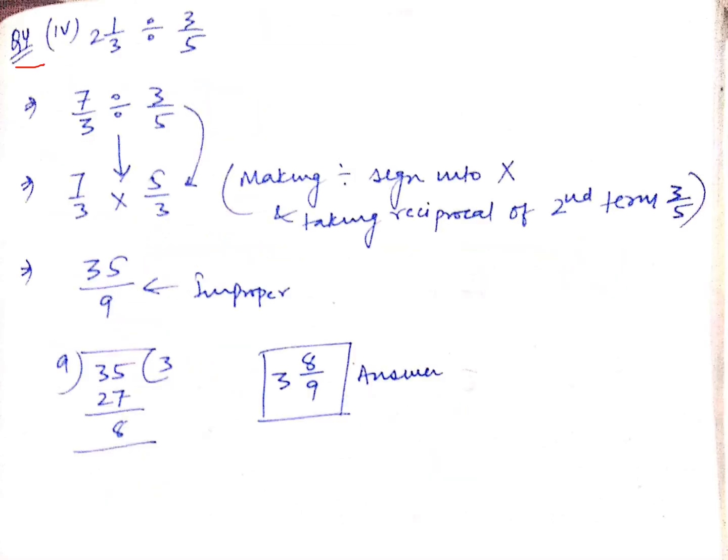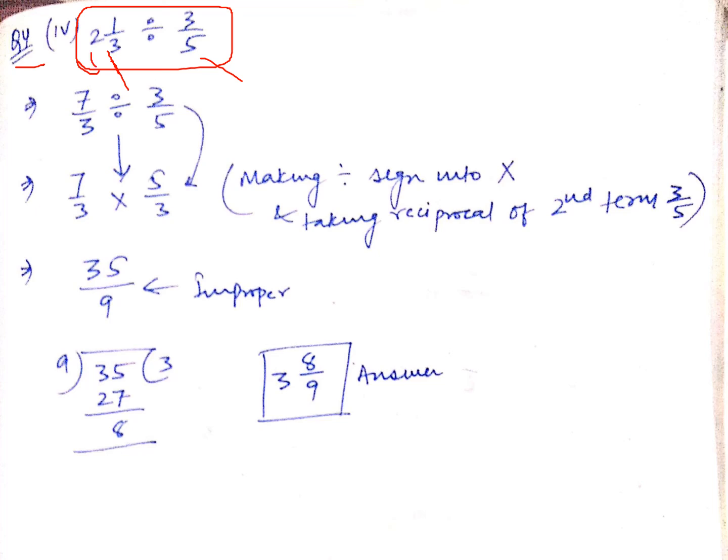Okay, question number 4. Questions number 2 and 3 are very easy. That's why I'm not taking them. It is a simple question of reciprocal and all. Now question number 4, fourth part. It is an example of a fraction divided by another fraction. In question 1, we saw a whole number divided by a fraction. Now we are seeing a normal fraction divided by another fraction. Let's see what happens.